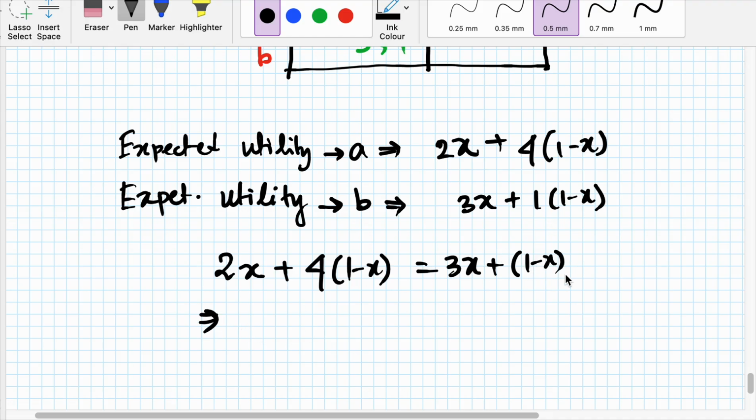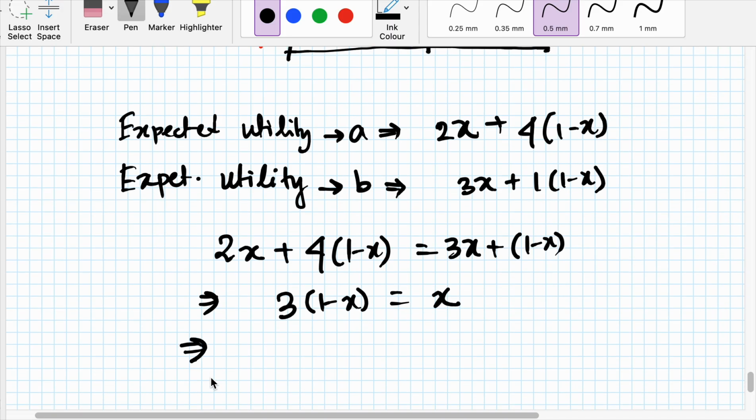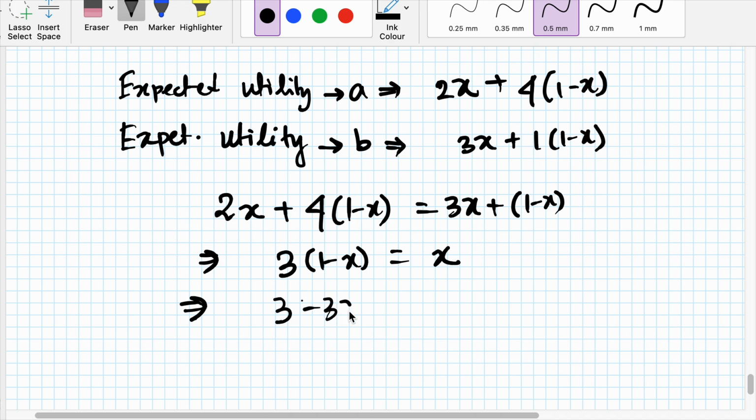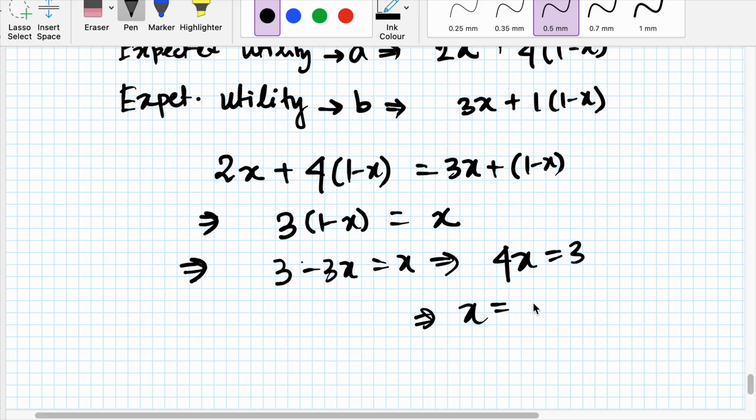If I take it this way, 3 into 1 minus x equals x, so 3 minus 3x equals x, so we find that 4x equals 3, so x equals 3 by 4. So I find that the mixed Nash equilibrium is not the same as the sampling equilibrium.